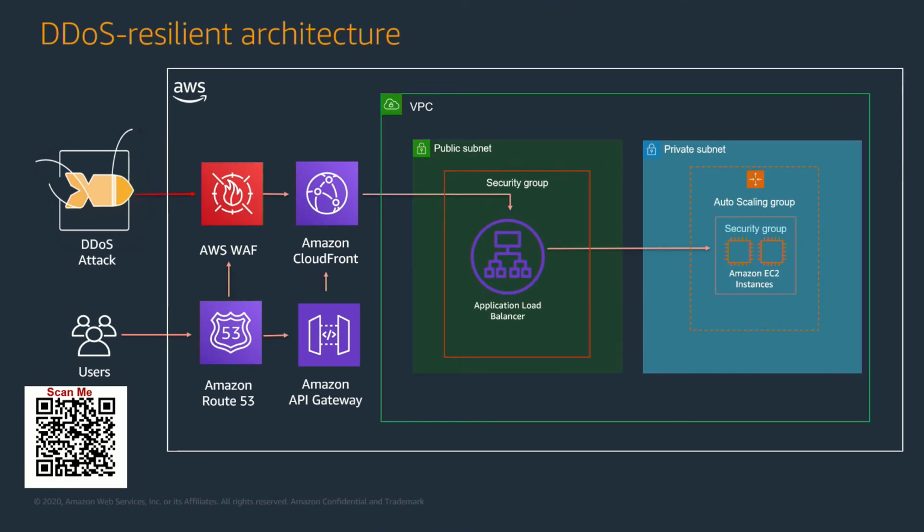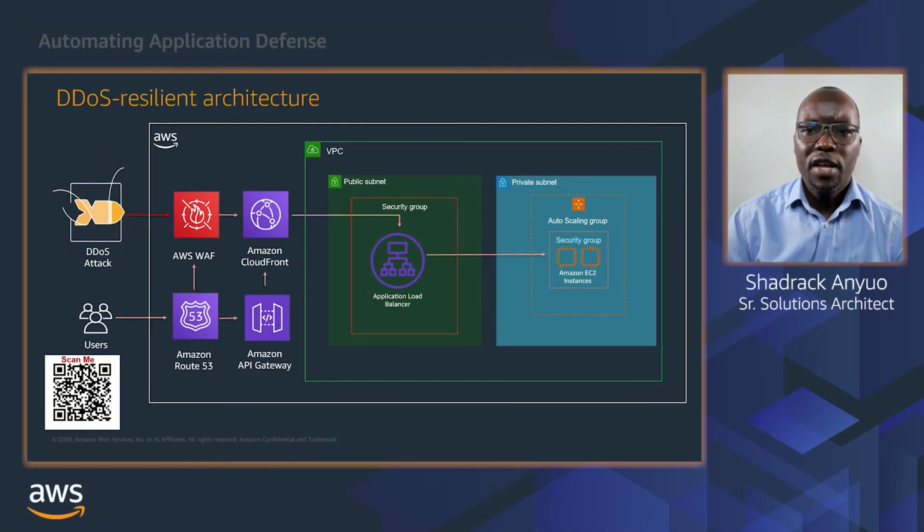You also deploy Route 53 to mitigate complex attacks by allowing only the most reliable DNS queries. You also deploy Amazon CloudFront, which works with AWS Shield to mitigate layer 3 and layer 4 attacks, and also allows you to cache static content and serve it from AWS edge locations.